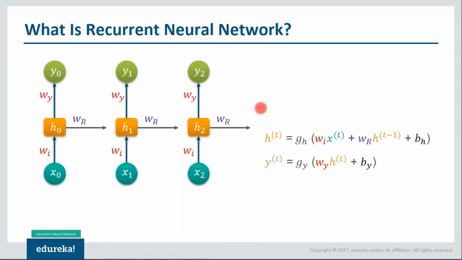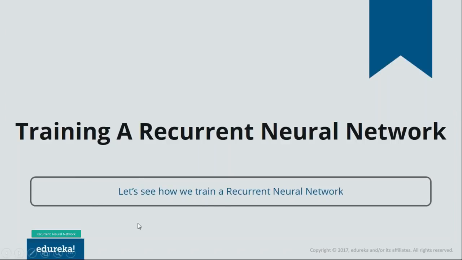From h of 2, we'll calculate y of 2, which is Wy into h of 2 plus by, that is the bias, pass it through a function g of y to get y2. And this is how a recurrent neural network works, guys. Now you must be thinking how to train a recurrent neural network.